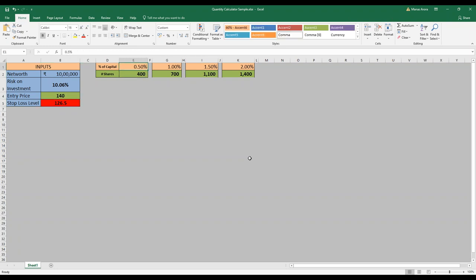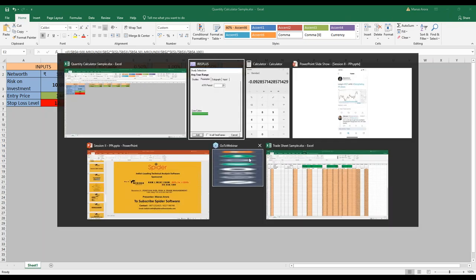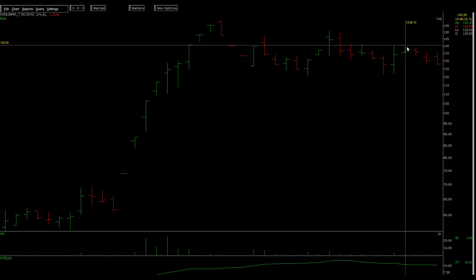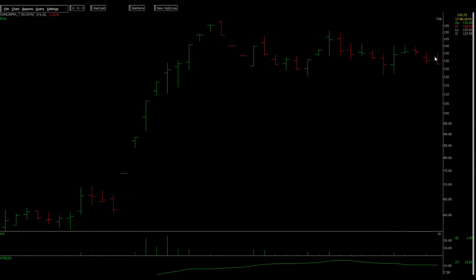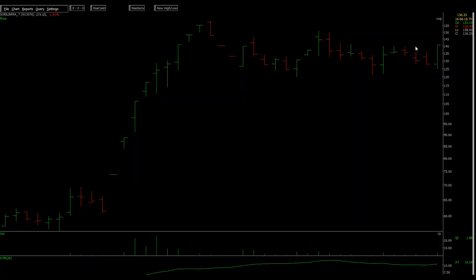Like I said, this is my first entry in this stock. So I will not risk more than 0.5% of my total net worth on this trade. This gives me my position size, which is 400 shares. I will place my bid just above 140 and see how it pans out. On 17th of June, this is how it looked. And it filled me the very next day. Closed at about 140.70.